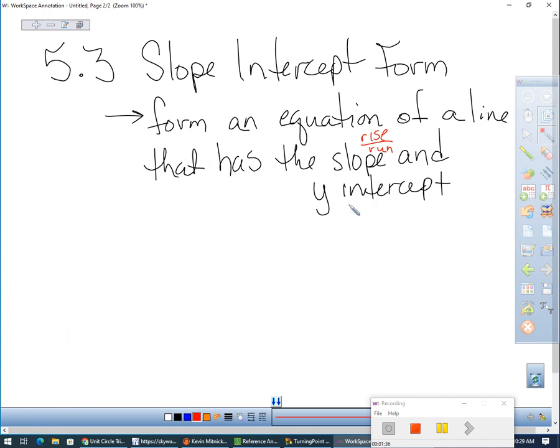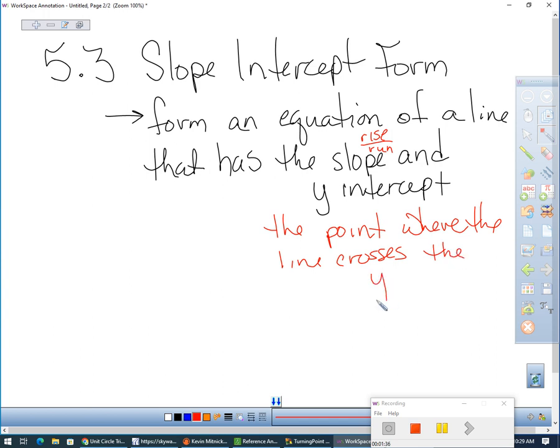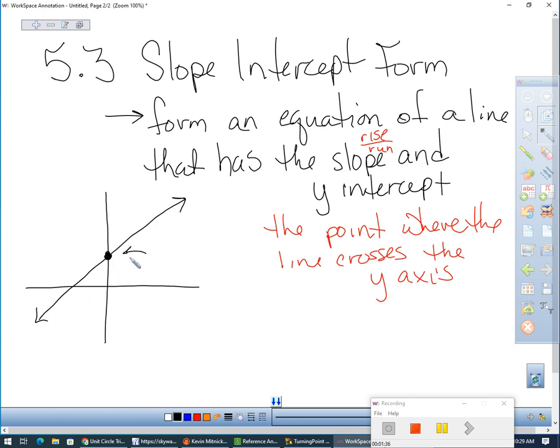Yes. So your y-intercept is the point where the line crosses the y-axis. If I have a graph, this point where the line crosses the y-axis is considered the y-intercept. Crosses the y-axis. That makes sense, right?